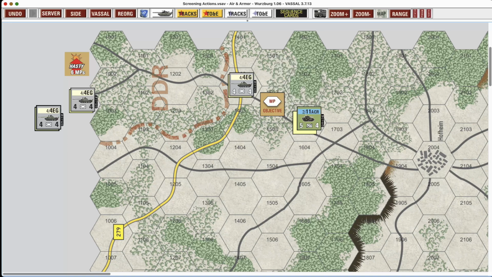So there is no requirement that the Warsaw Pact player place the objective marker here. If there were another NATO unit that he could get to, say here, then he could potentially put his objective marker there. But in this case, there is only the armored cavalry unit, so he moves his objective marker onto the armored cavalry unit again.